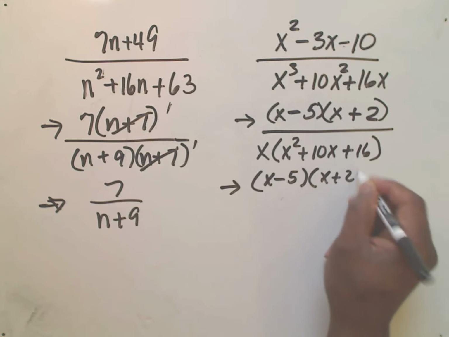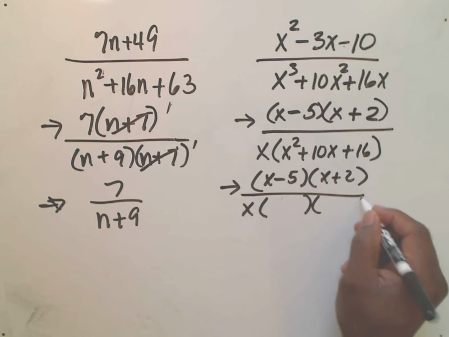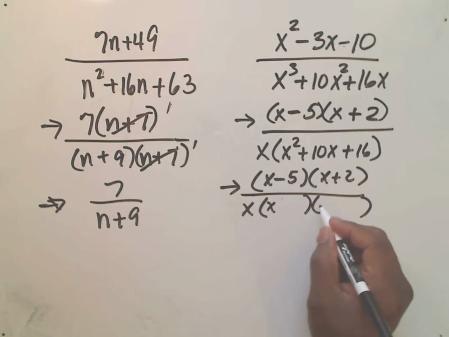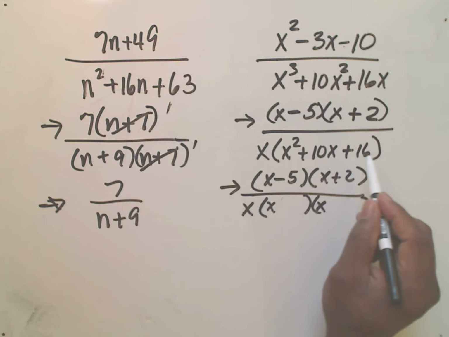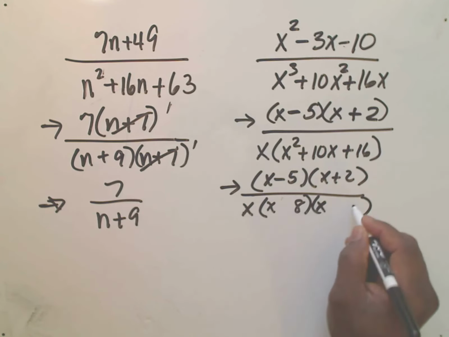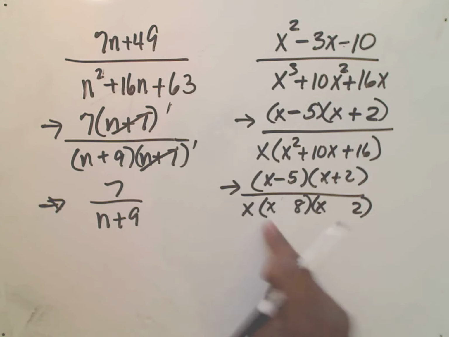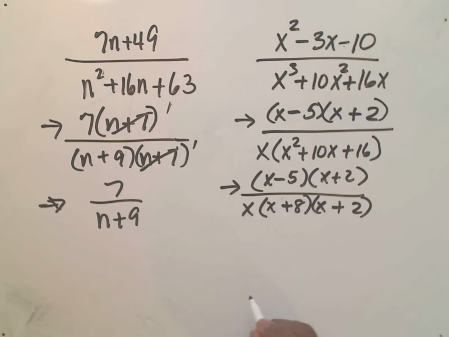times x plus 2, and then you'll have x times, and again we have another clean trinomial where the leading coefficient is 1, so x times x will give you x squared. Then we want factors of 16 that add to 10. So 8 times 2 is 16, but those also add. 8x plus 2x will give me 10, since both are positive here.